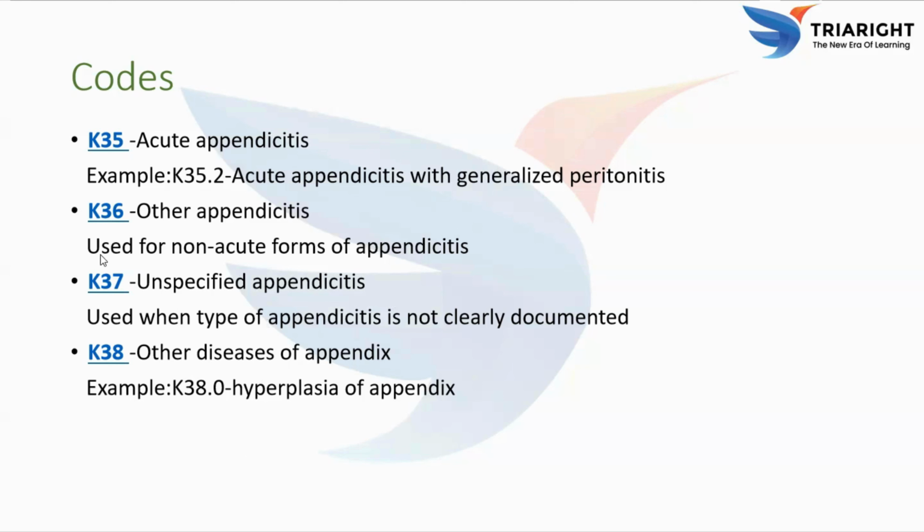What do we mean by hyperplasia of appendix? Hyperplasia is nothing but an abnormal increase in the number of cells. The abnormal increase in the number of cells in the wall or lining of the appendix makes the appendix wall thicken and enlarge. This condition is termed hyperplasia of the appendix. So these are all the codes of appendix and appendicitis.